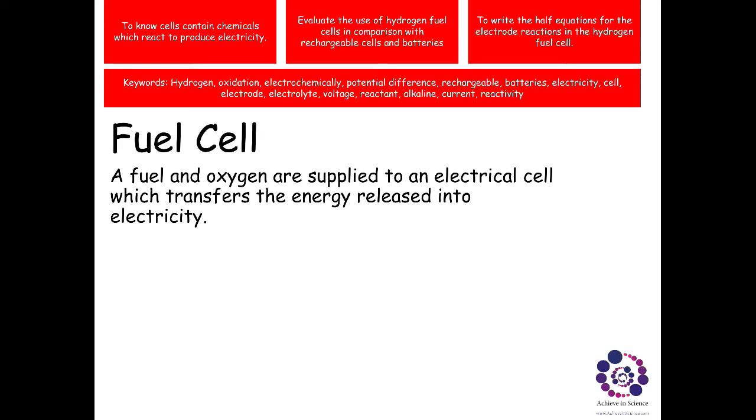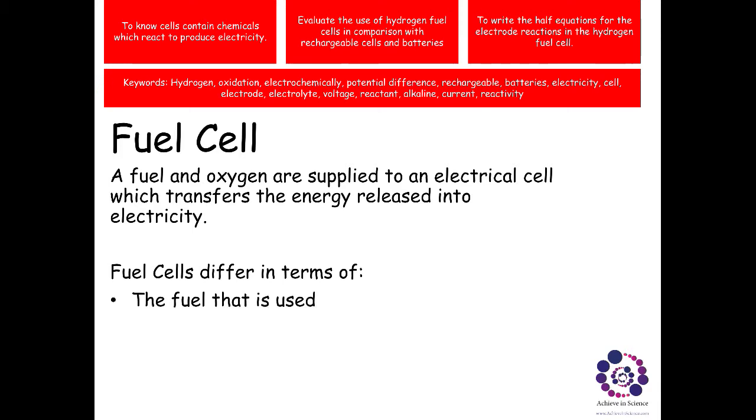So, a fuel cell. Within a fuel cell, a fuel and oxygen are supplied to an electrical cell. This then transfers the energy released into electricity. Fuel cells differ in terms of the fuel that is used and the electrolyte that is used. Let's have a look at an example.